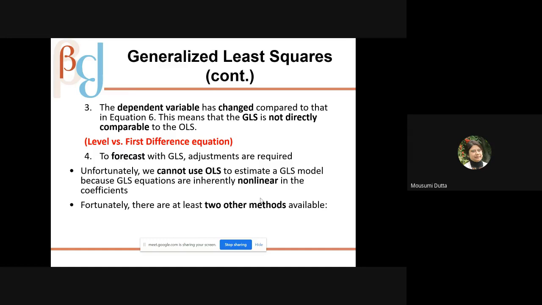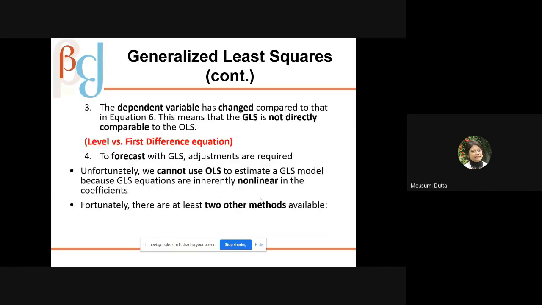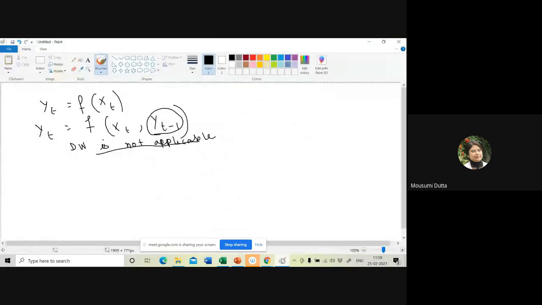Please note that the earlier equation, equation number 6, is called the level equation. Level equation. And the transformed model, we are considering the rho differencing. We are using the rho differencing method. So level versus rho difference equations are not comparable.